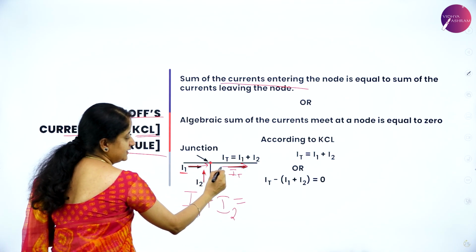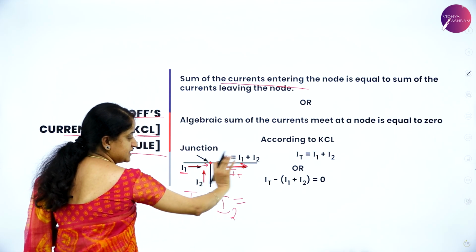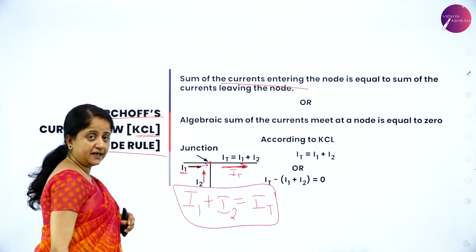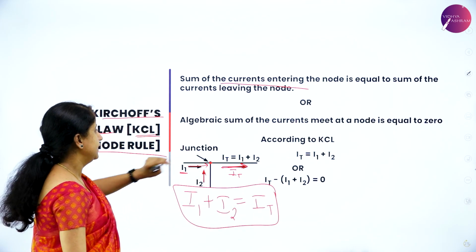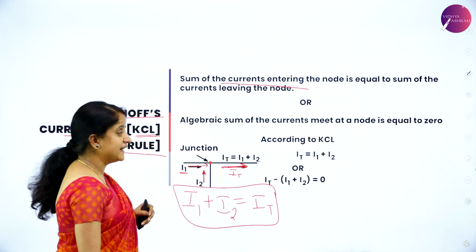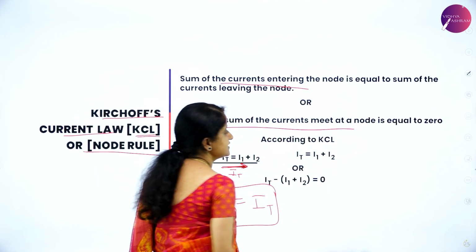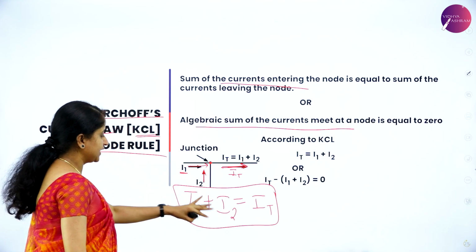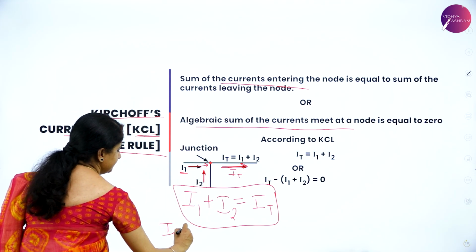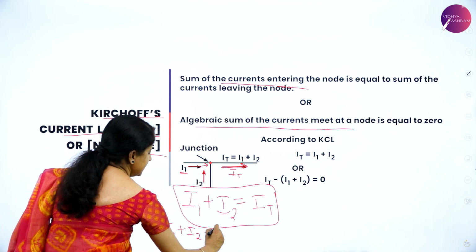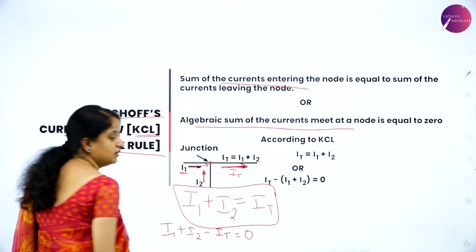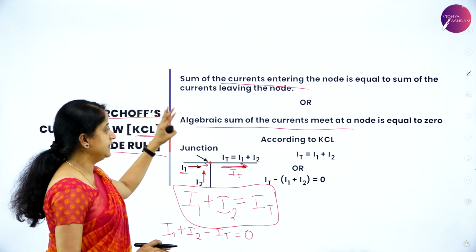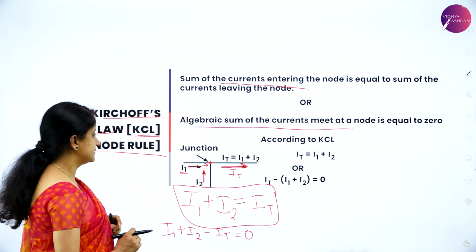Here you can observe the direction. So IT is the current which is leaving the node. So this is the expression for the current for this particular example. It can also be stated as the algebraic sum of currents meeting at a node is equal to 0, which means we can even write this as I1 plus I2 minus IT is equal to 0. The algebraic sum of currents meeting at a point in a node is equal to 0.